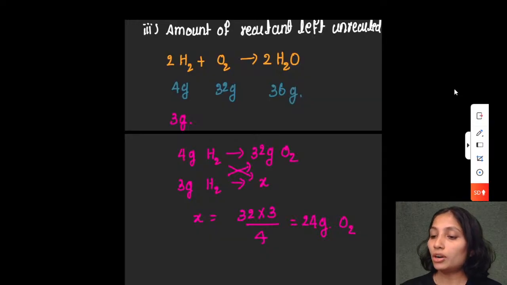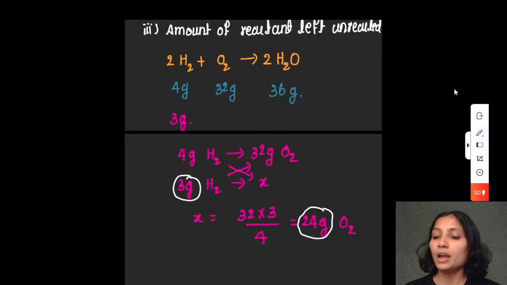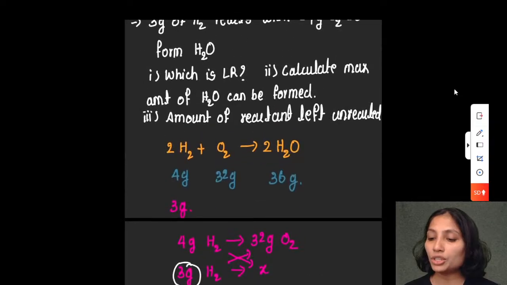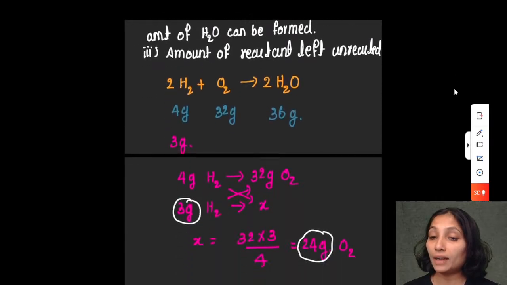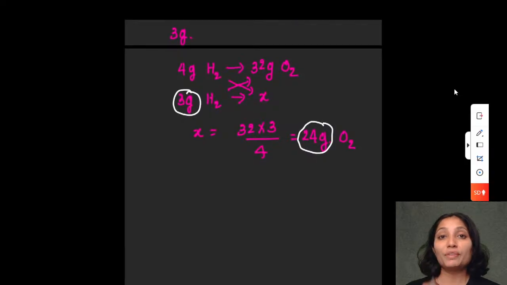For 3 gram H2, how much gram O2 is required? 24 gram. But in the question, what is given? 29 gram of O2 is given. For 3 gram of H2, only 24 gram is enough. But I have 5 grams in excess quantity. 5 grams of O2 is present in excess quantity. Remember, so O2 is excess reagent.